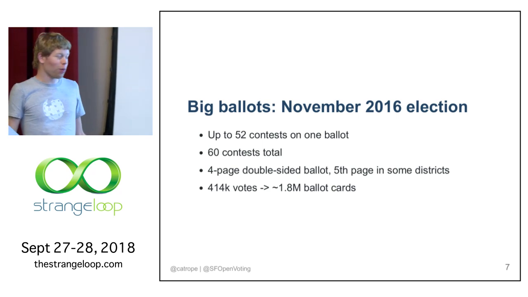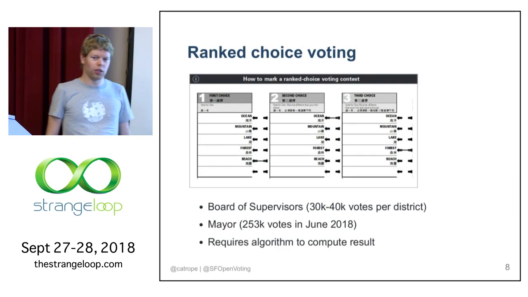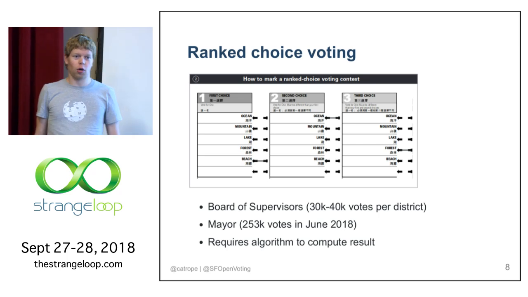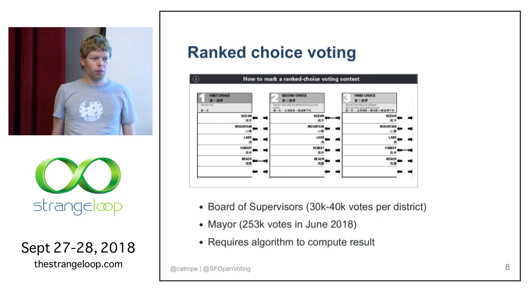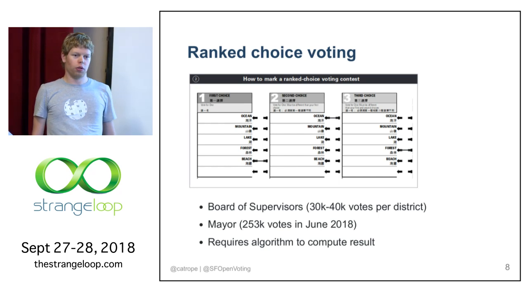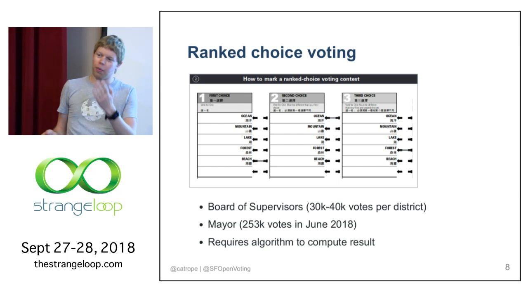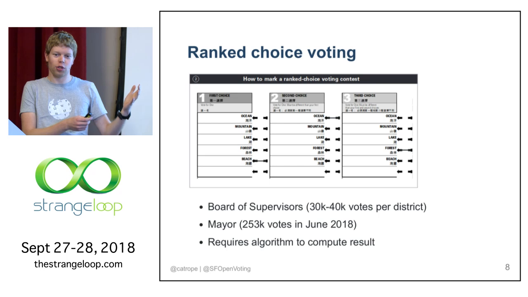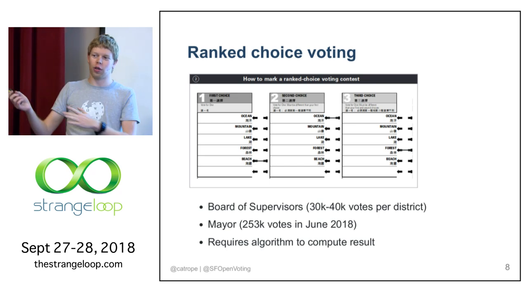So it's a lot of paper. It's a lot of data. And secondly, another complicating factor that we have in San Francisco and a few other cities in California is that we have ranked-choice voting. So for certain local offices like Board of Supervisors and Mayor, you can indicate your first, second, and third choice, and then there's an algorithm that happens for, if your first choice loses, then your vote goes to your second choice, and if that person also loses, your vote goes to your third choice.